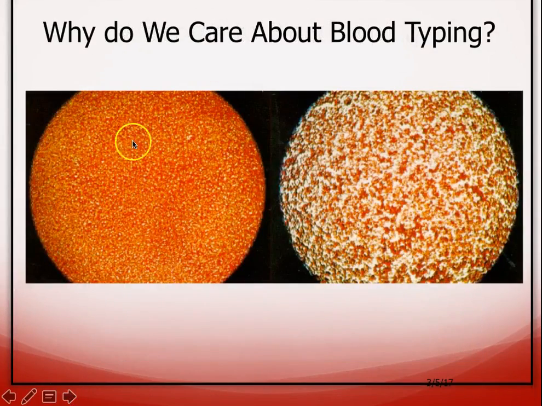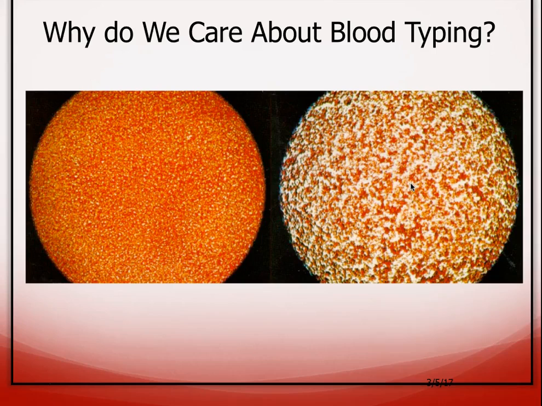So looking at these two images, they're both red blood cells. Hopefully you can see that the image on the left is sort of normal, but there's clumping going on in the image on the right. What we're seeing is basically a reaction to a bad blood transfusion. You can see the red blood cells all clumping up together here.